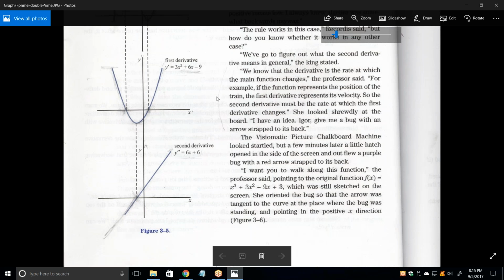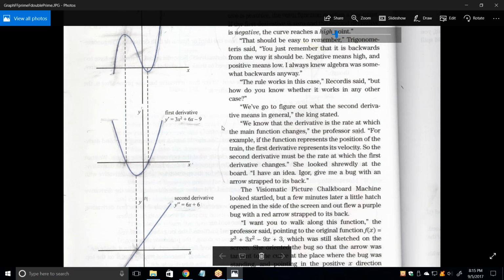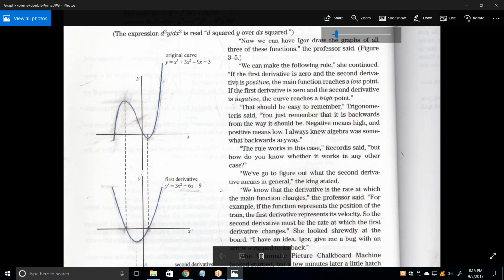And then go down and look at the bottom graph, which is the second derivative, which is merely the first derivative of the first derivative. In other words, if I took the first derivative of that, I would get 6x plus 6. And this is y double prime vertically. The x-axis is the same for all three.